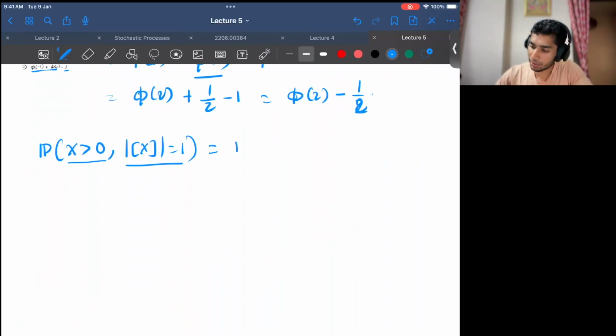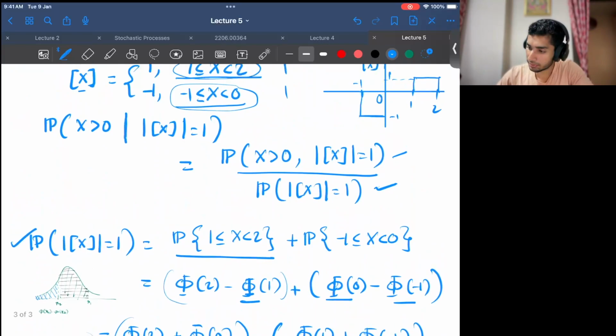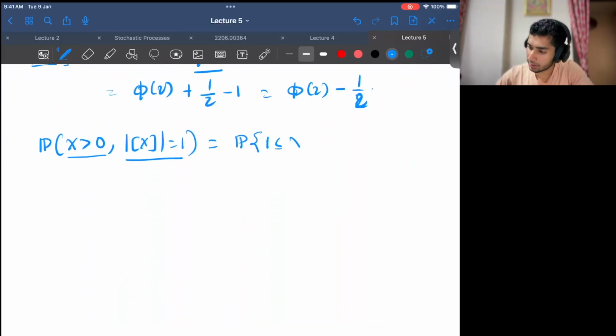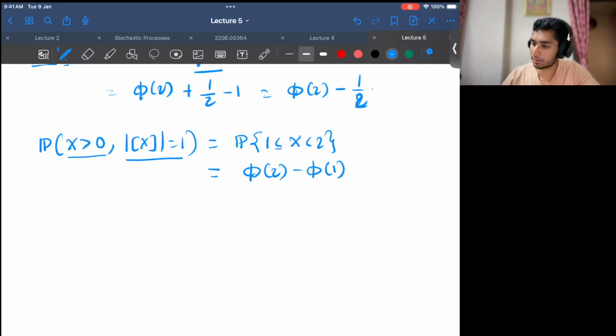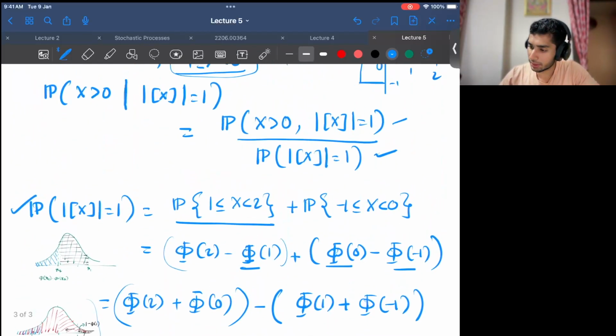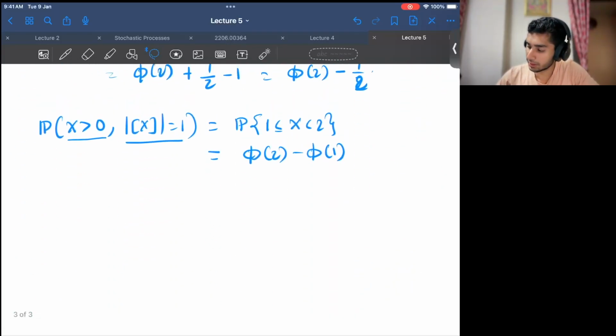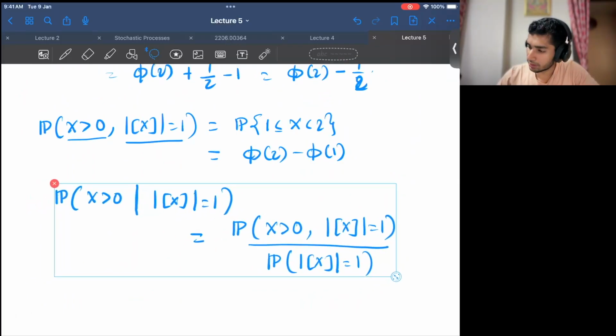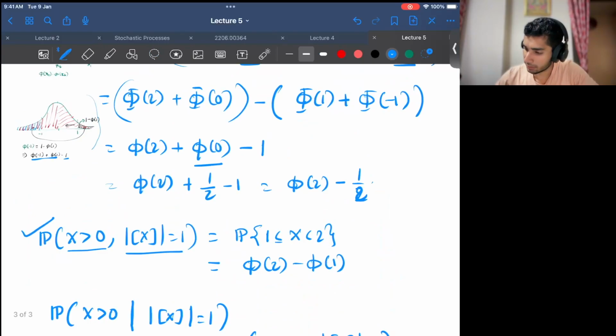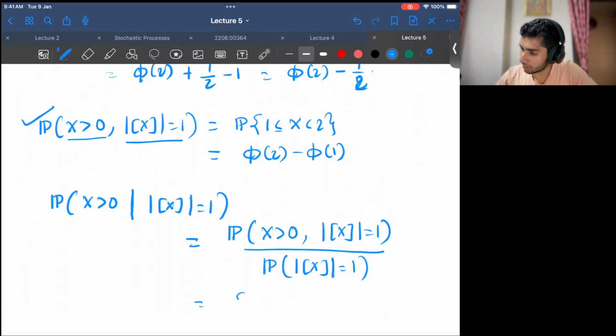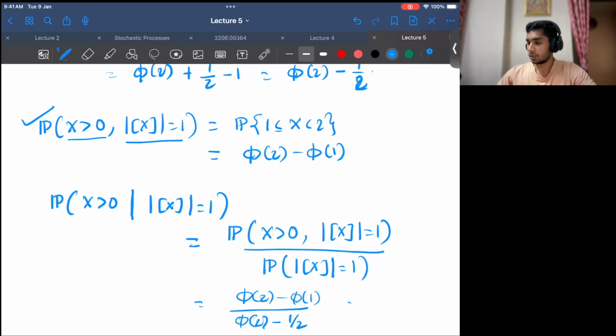So this will simply be equal to the probability of x between 1 and 2, 1 less than or equal to x less than 2, right? And again, by using the CDF, this is phi of 2 minus phi of 1, right? This is perhaps the simplest thing. Now I will just copy this thing, to avoid some writing. So this is where we started. We have calculated the numerator. So the numerator is equal to phi of 2 minus phi of 1, divided by the denominator, which is phi of 2 minus 1 by 2. So yeah, this is your final answer.